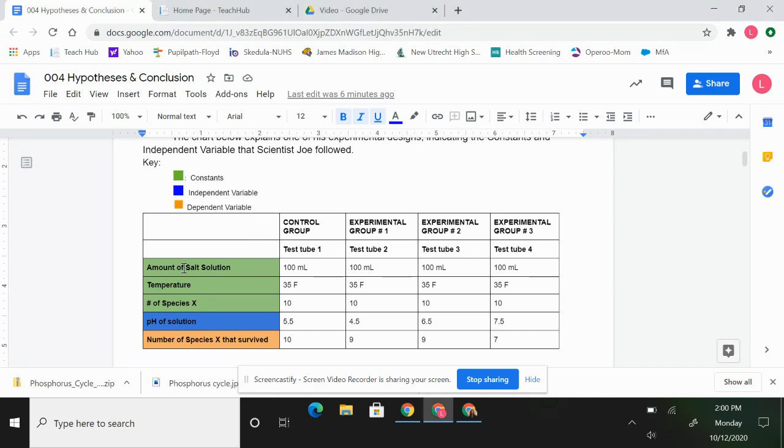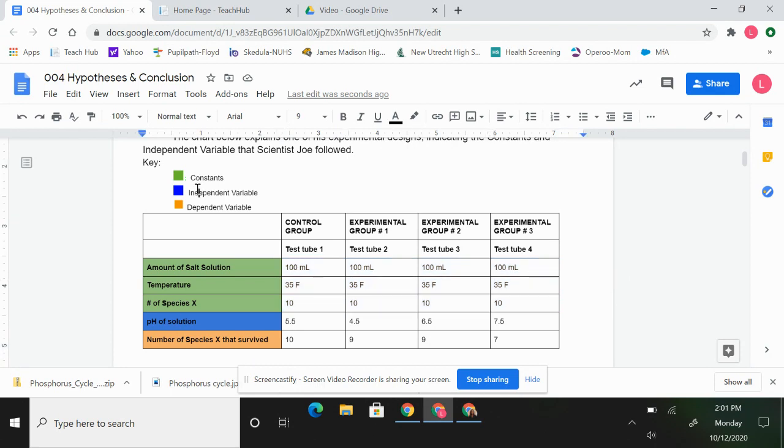Okay. So if you're looking at the chart here, the green, these are constants. Constants refer to the variables that are the same across the groups, or between the control group and the experimental groups. The amount of salt solution added, the temperature for each setup, and the number of species X that were placed at the beginning of the experiment. They're all the same. So if you look at the number values here, they're the same across the board.